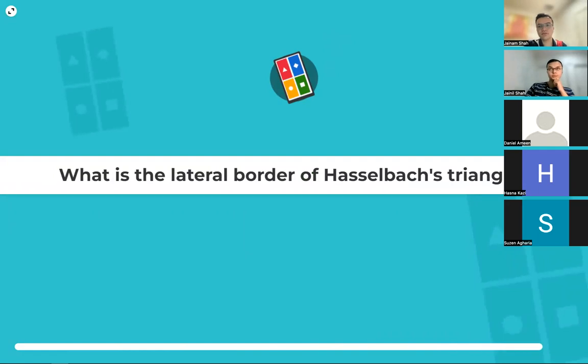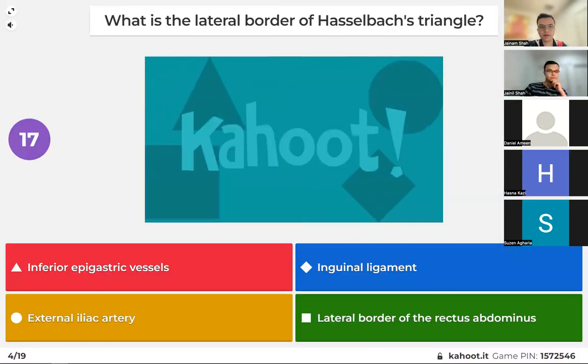What is the lateral border of Hesselbach's triangle? This is a bit of a mean one.